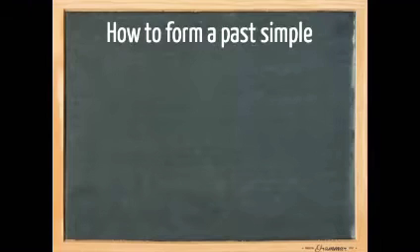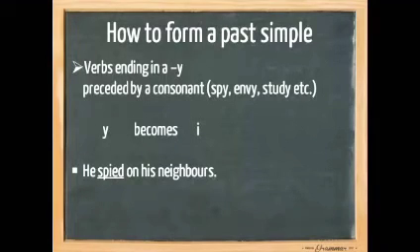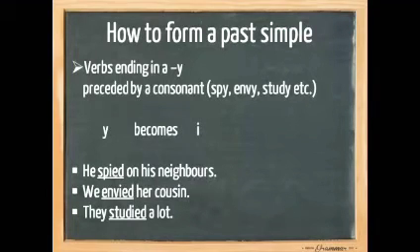We also need to pay extra attention to verbs that end in a Y, especially those preceded by a consonant, such as spy, envy, and study. The consonants being P, V, and D, here the Y changes into an I. For example, he spied on his neighbors. We envied her cousin. They studied a lot.